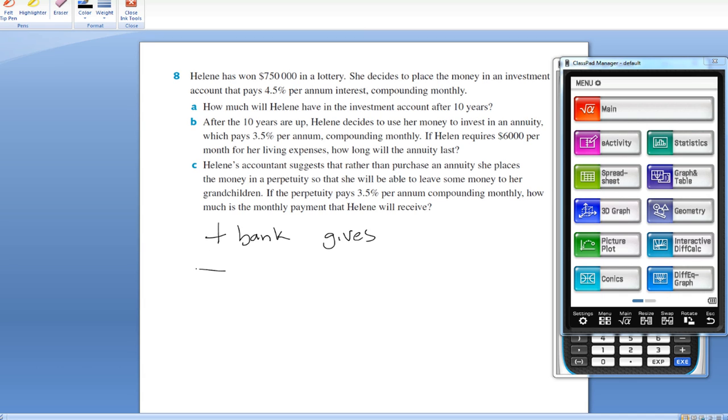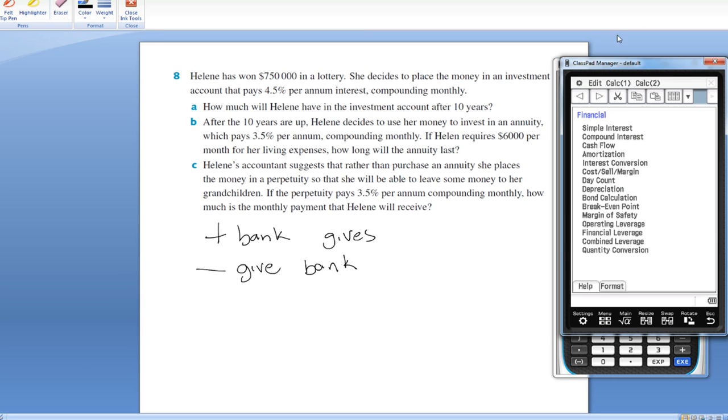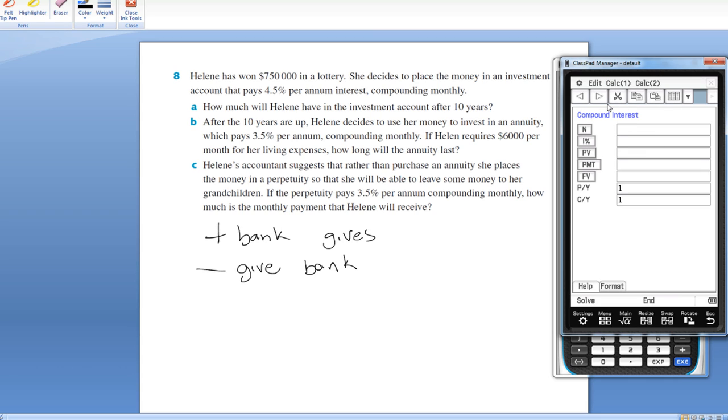When we give the bank some money, that is, like we invest it, we're going to write that as a negative amount. So give bank. Okay, so it's important to use that convention for reasons that you'll see that are really clear. So we're going to go to Calc 1 and we're going to use compound interest. Okay, so yeah, Financial Solver, it's really good.